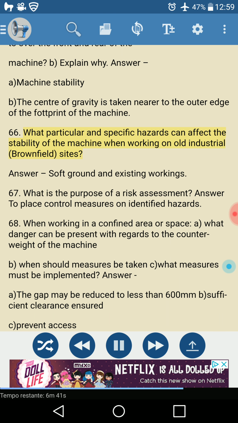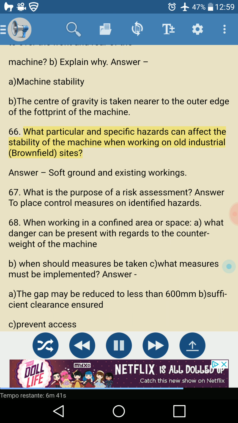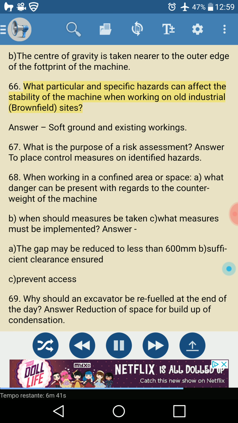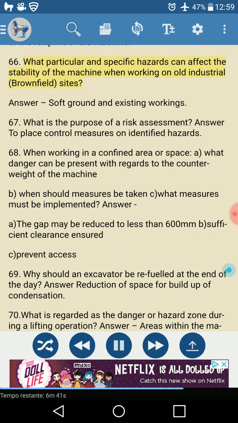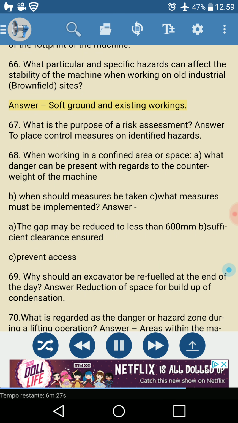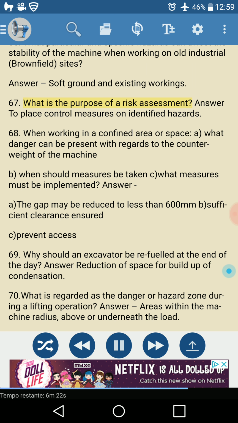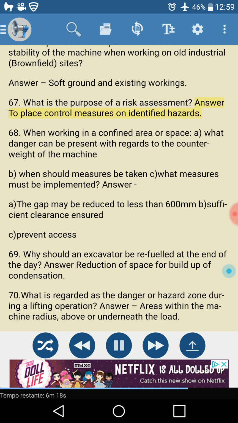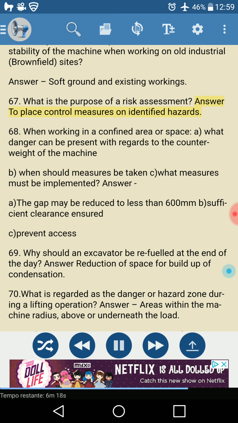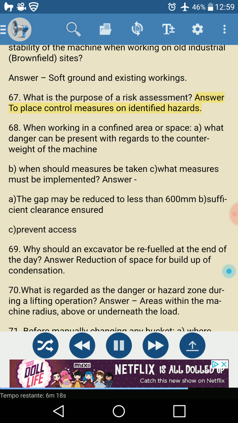66. What particular and specific hazards can affect the stability of the machine when working on old industrial brownfield sites? Answer: soft ground and existing workings. 67. What is the purpose of a risk assessment? Answer: to place control measures on identified hazards.